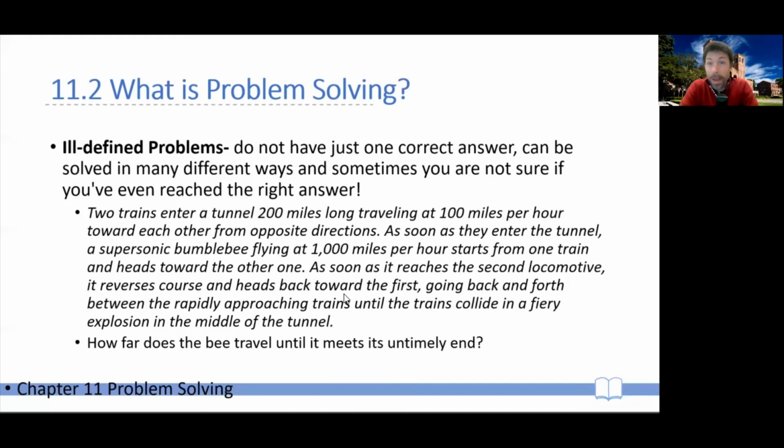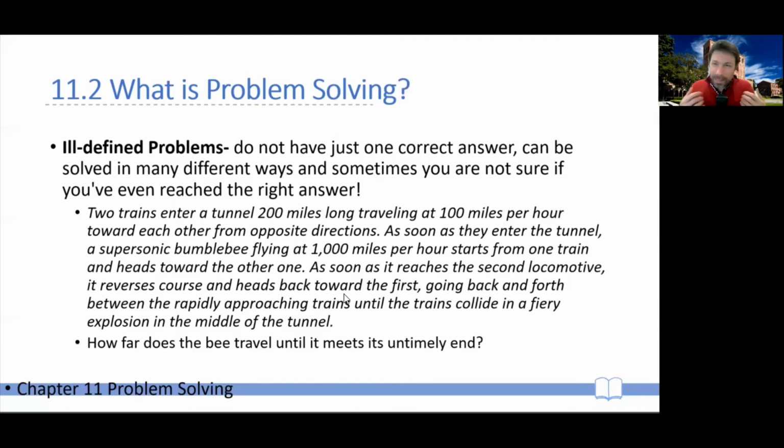Or rather, if you're very good mathematically speaking, it might be easier to realize that the tunnel is 200 miles long. The trains are traveling at 100 miles per hour. So how long is it going to take for the two trains to reach the center, which means the point at which they will collide? Exactly 1 hour. So how far will our supersonic bumblebee travel in 1 hour? Exactly 1,000 miles. Right? Much easier.